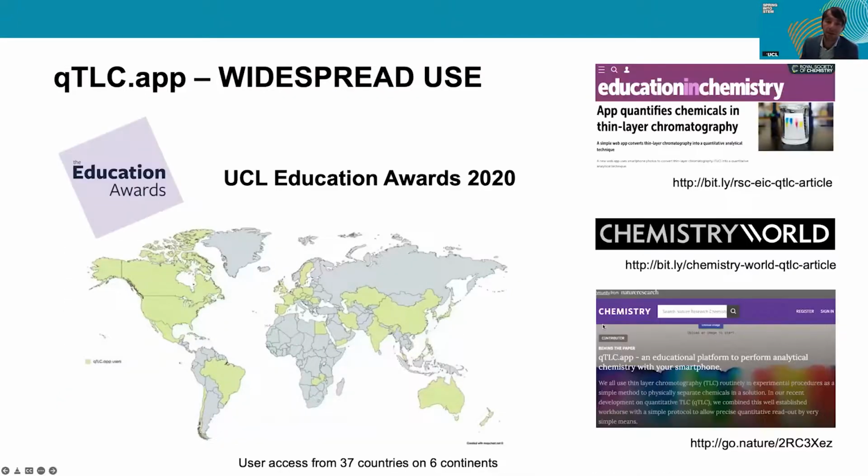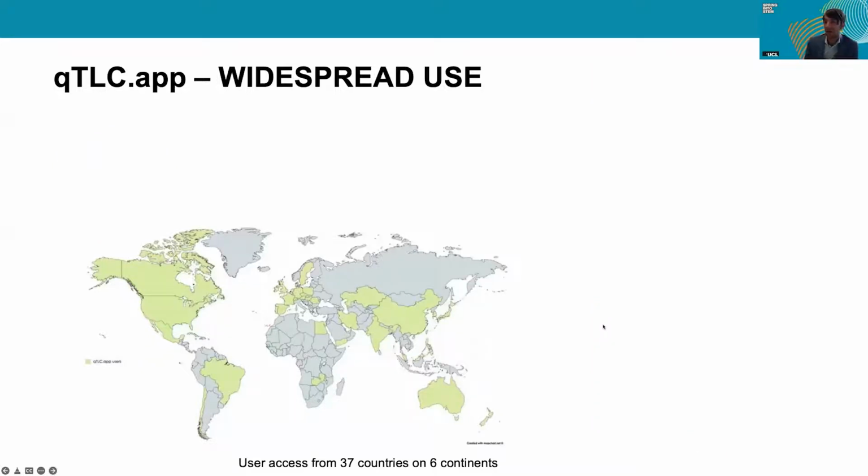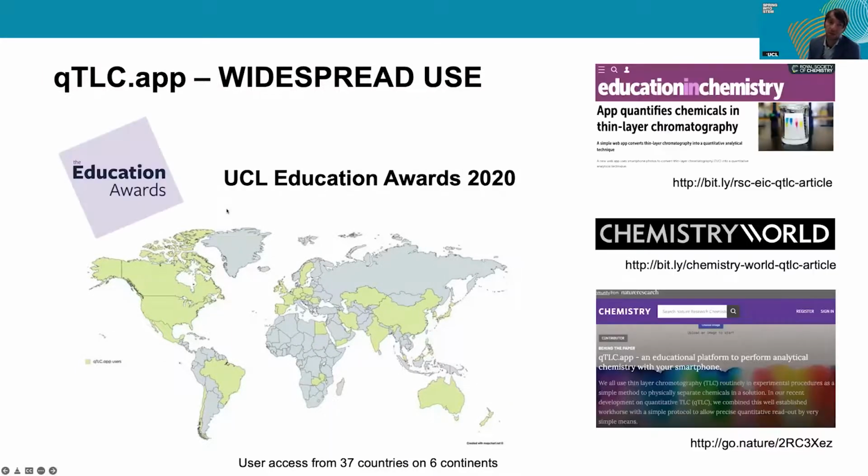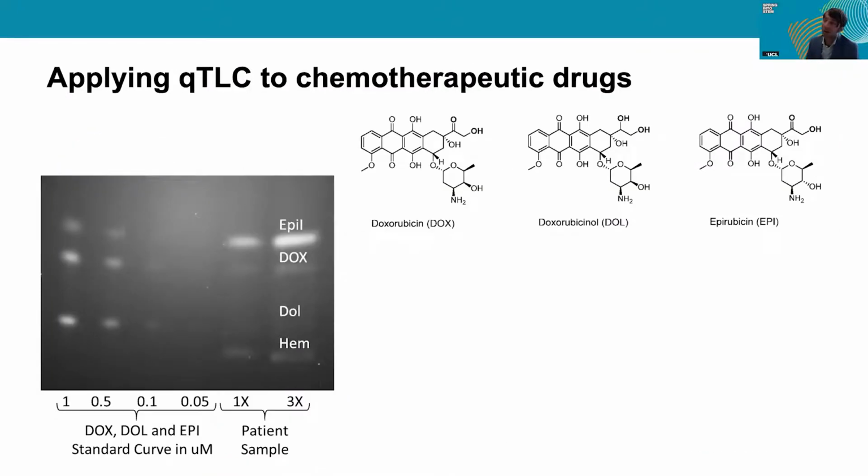And this app has been quite widely used. So far we can see users from over 37 countries across 6 continents. We've also won the UCL Education Award 2020, and we've been covered in various media outlets, and now being recommended by the Royal Society of Chemistry for implementation in school lessons and so on and so forth.